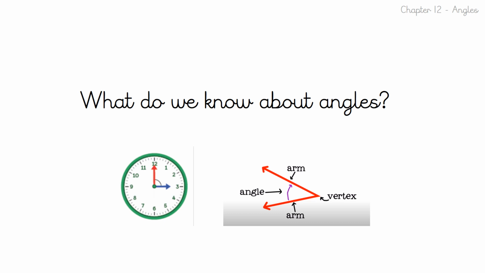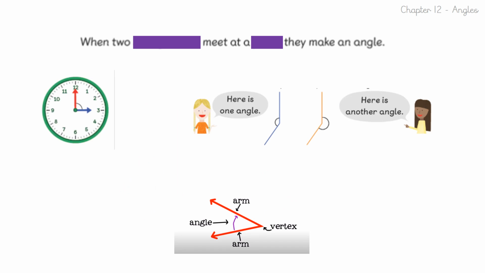Last week we learned about angles. Please pause the video and tell me what you remember. Well done! We know that when two straight lines or arms meet at a point or vertex, they make an angle. And we can see here some examples.